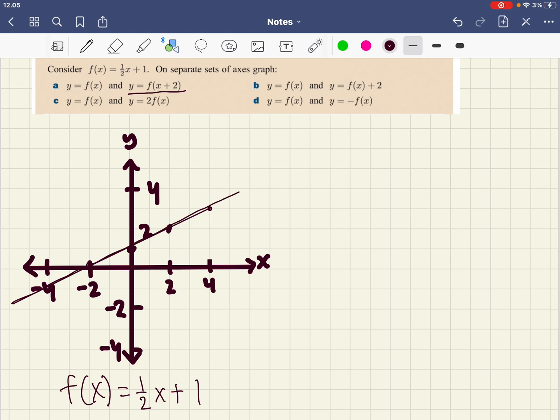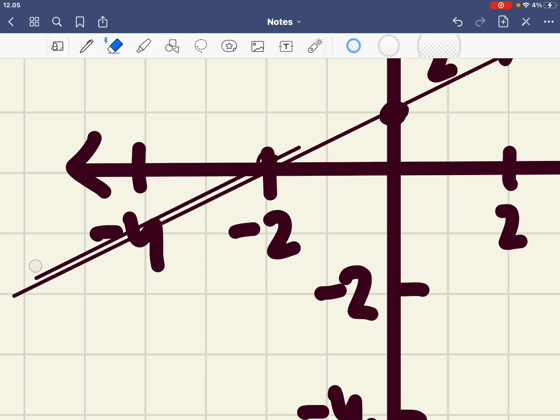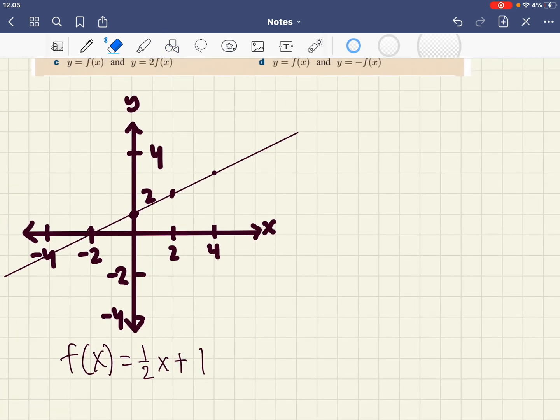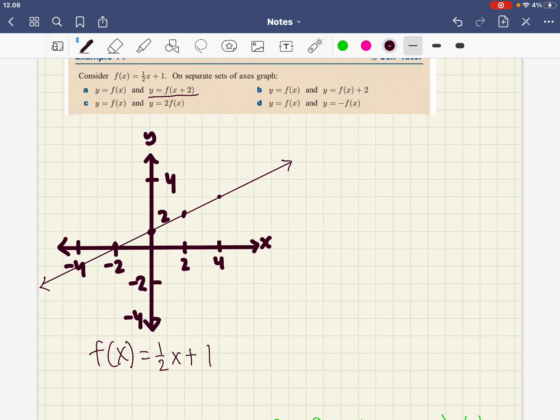Yeah, I'll just leave it at that. Then 2, 1 right here. Oops. Okay, so we can erase this one. Alright, so that is our line, f of x equals 1/2 x plus 1. I know that they told me to do it on a different graph, but I wanted to show you guys.